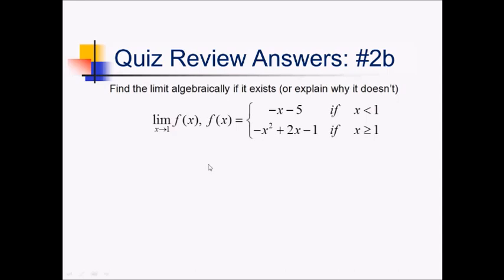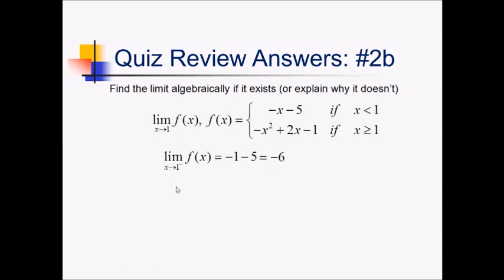For this problem, we're trying to find the limit as x approaches 1 for this piecewise function. Since 1 is a border value, we check the left and the right side limits at 1. For the limit as x approaches 1 from the left, we're using this first rule for values that have x less than 1. So essentially we're just plugging 1 into -x minus 5, so that's -1 minus 5, giving us a left side limit of -6.